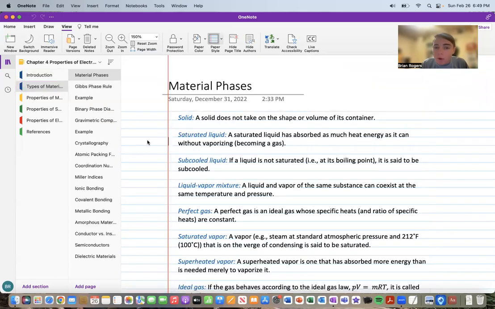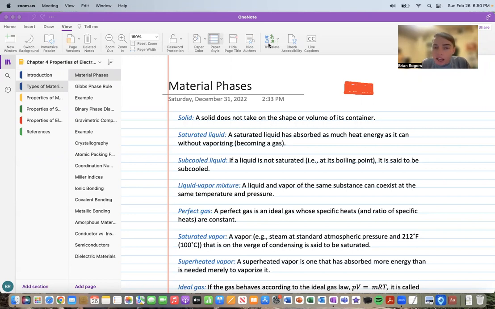And so we're going to start out with the material phases, and we're going to look at each of these. And so a solid basically does not take on the shape of its container. When we're talking about a solid, you can think of anything like, for instance, a brick. A brick will not change its shape. It's going to remain the same. So you can't put it in something else, like let's say a bottle; a brick won't fit into the bottle. It's going to remain intact, so it's not going to change its shape.